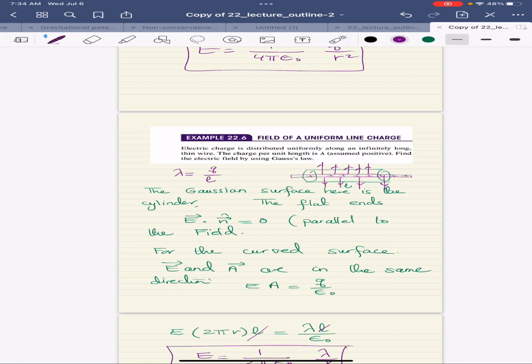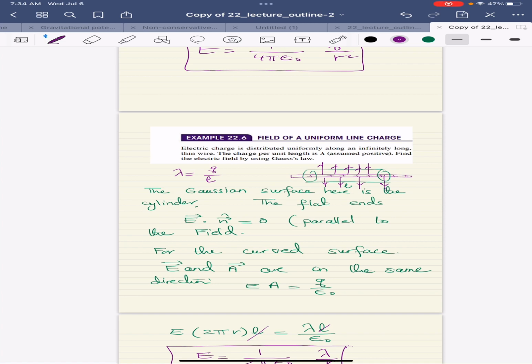Then the Gaussian surface that I'm going to take should provide the same symmetry that was provided by the object. And here I will use a cylinder. The Gaussian surface has two flat ends where the electric field lines are parallel to the area. Therefore, I will have no contribution from the ends.